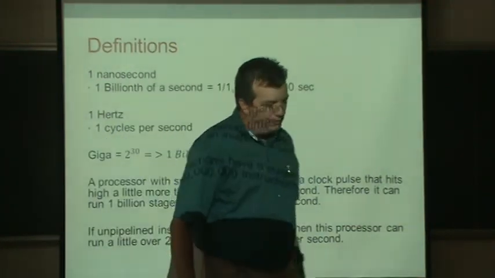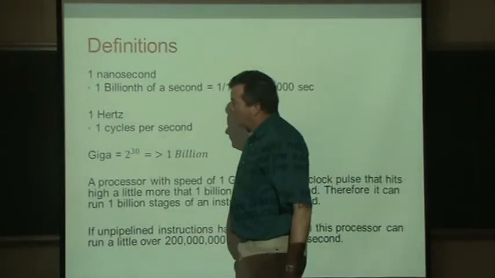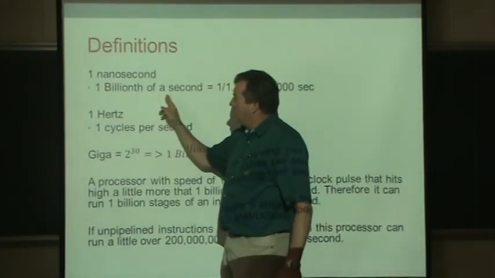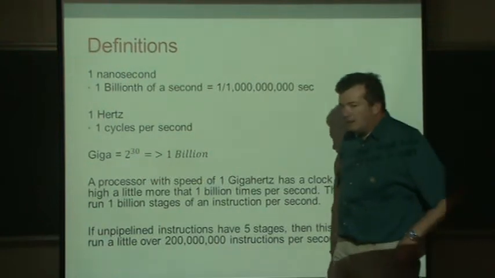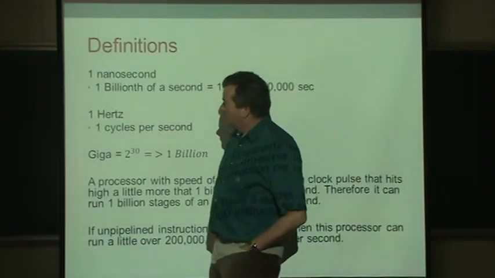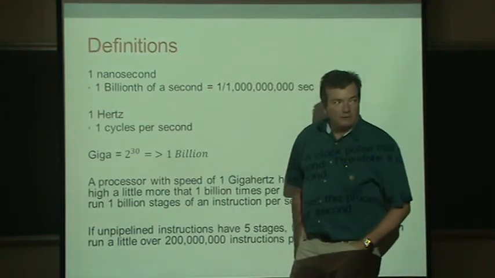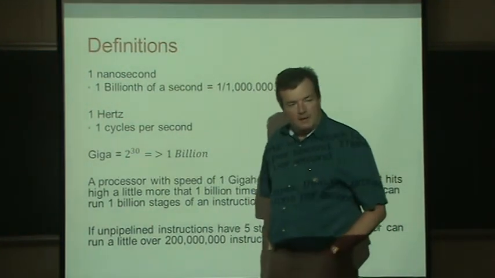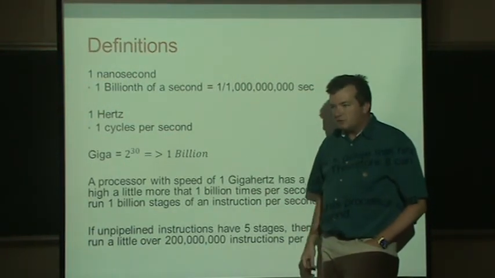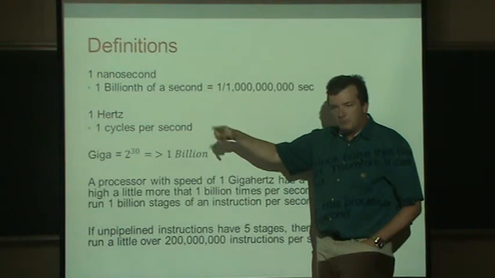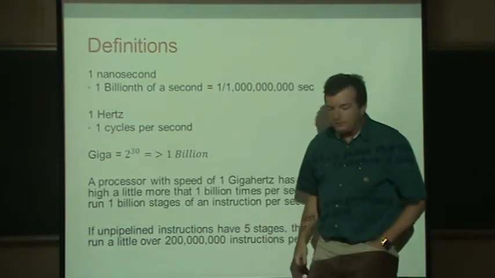You probably hear these words all the time. A nanosecond. What is a nanosecond? A nanosecond is 1 divided by 1 billion seconds. And what is a hertz? Hertz is 1 cycle per second. So like I was saying, the input in the United States is coming in naturally at 60 hertz, 60 highs per second, which is pretty fast, but not going to keep up with a computer.